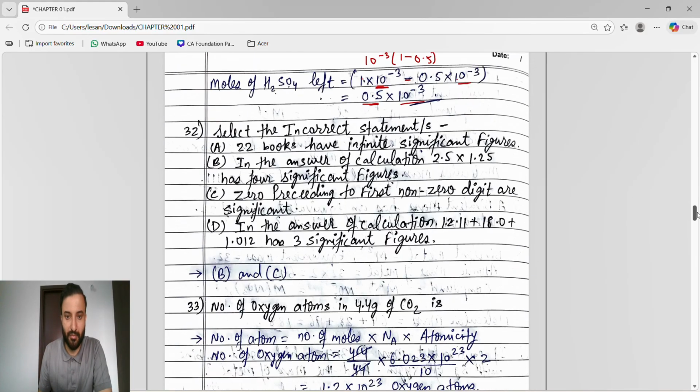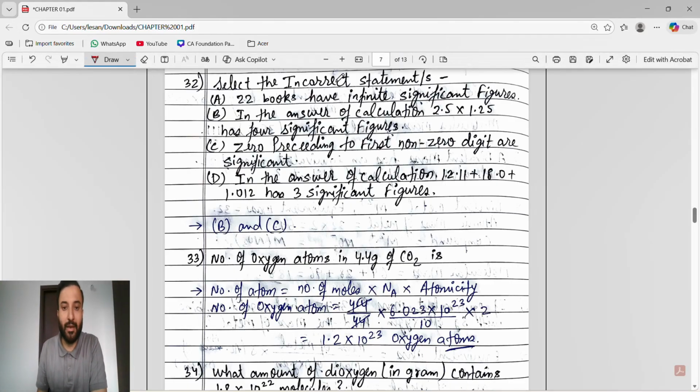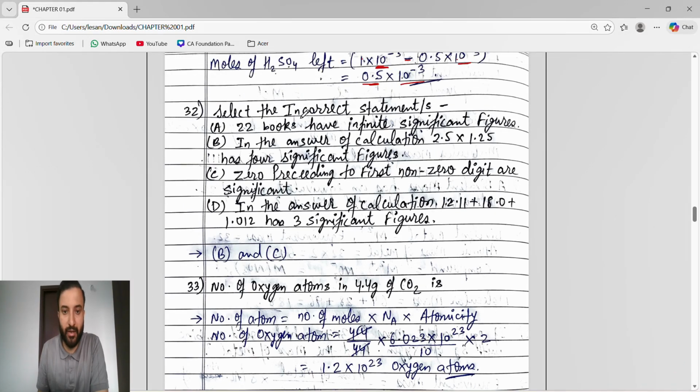Okay, yes sir. Next, this is a 2025 question, guys, they asked this in 2025. Okay, read the question and try this. Okay guys, see, select the incorrect statement or statements. 22 books have infinite significant figures. Yes guys, 22 books means I am giving you an exact number. An exact number has infinite significant figures, because 22 books we can write as 22.00000 like that. So it has infinite significant figures.